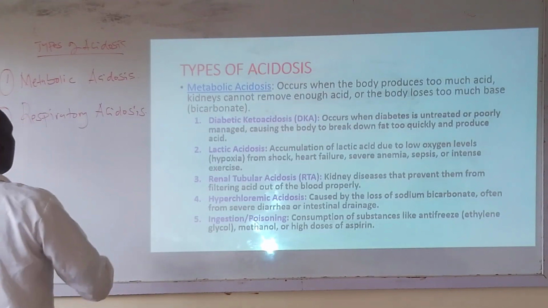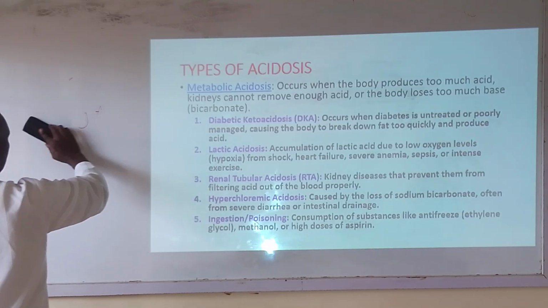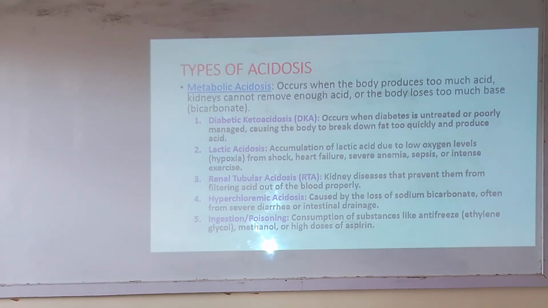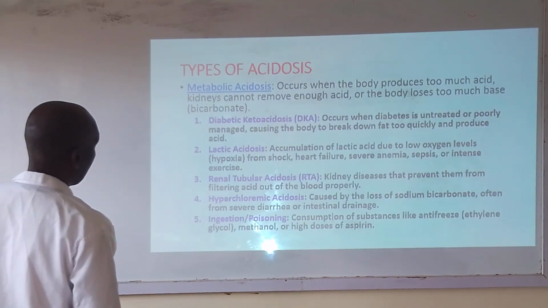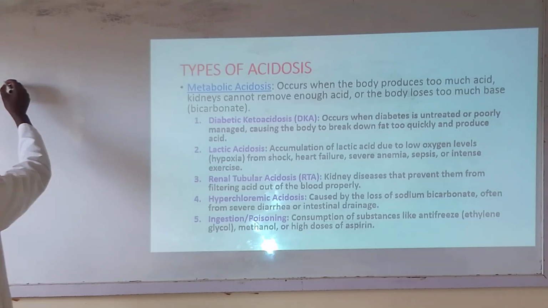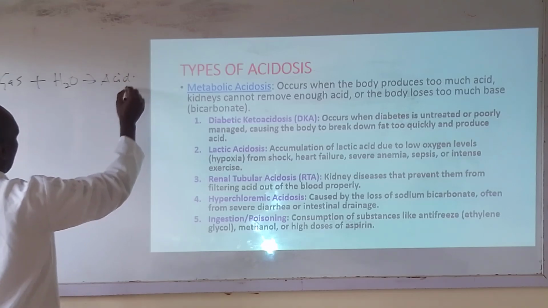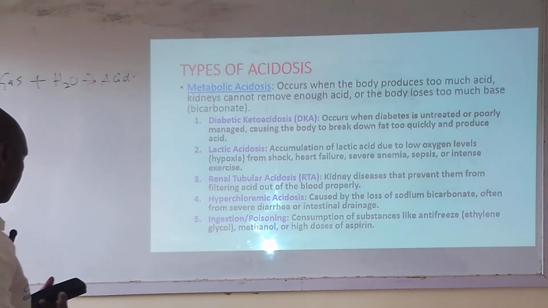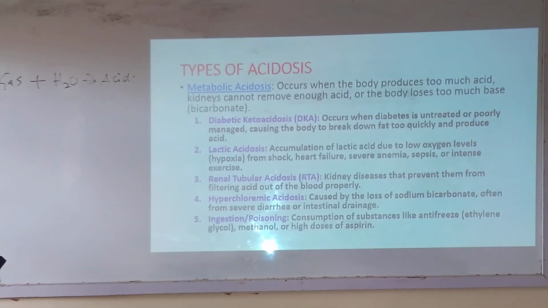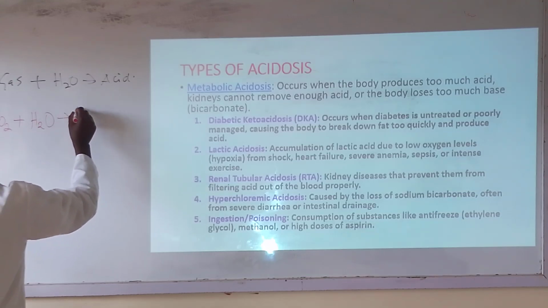But before we go into those details, it is important that we get to understand how acidosis comes about. The basic concept of acids is that when you dissolve a gas into water, then you can get an acid. Basic concept. Therefore, if I take my CO2, which is carbon dioxide, and I'm adding water, then I'm supposed to get this.